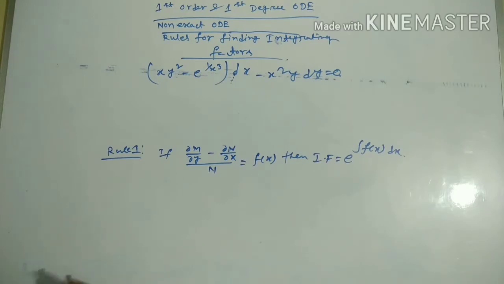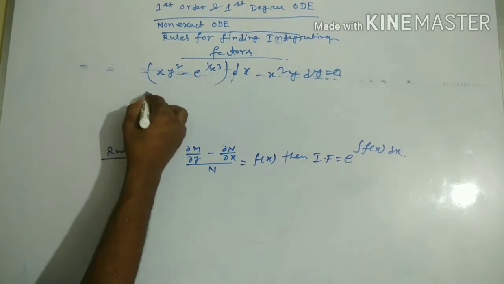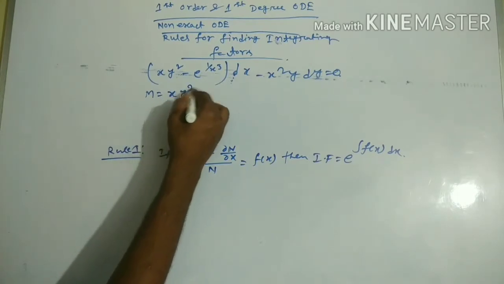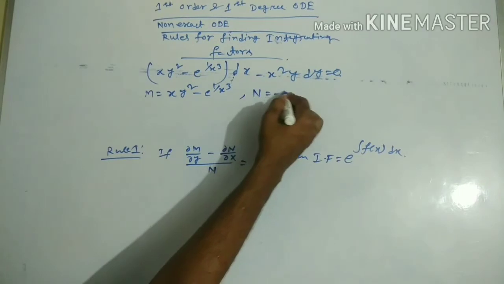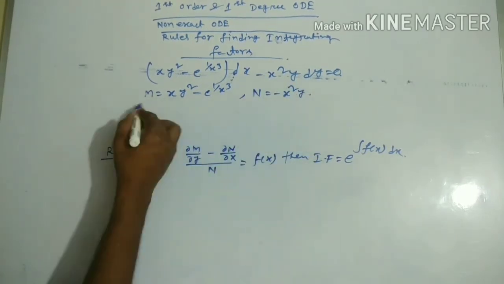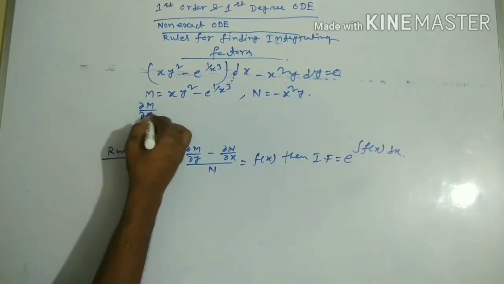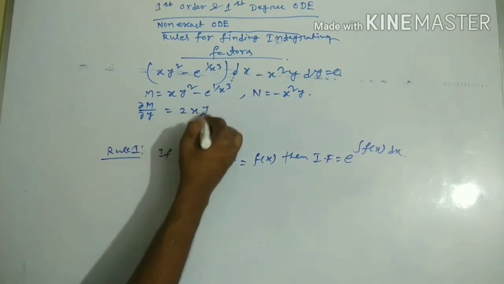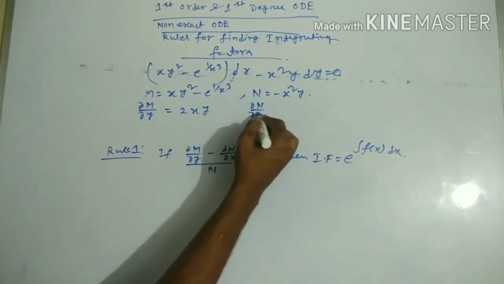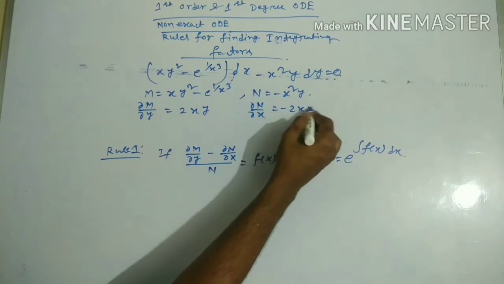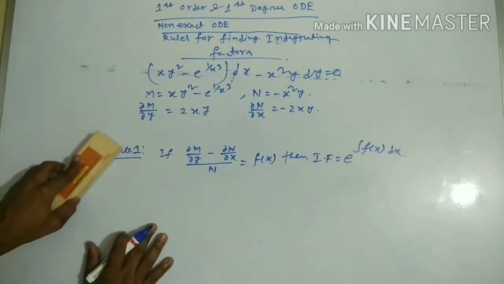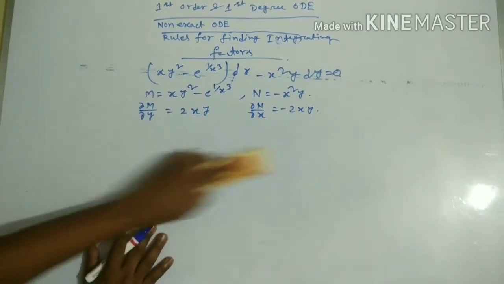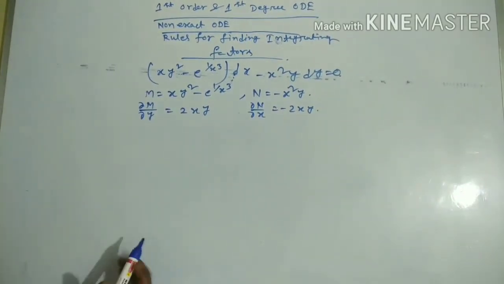Here M equals xy squared minus e to the power 1 by x cubed and N equals minus x squared y. So what is del M del y? Del M del y will be 2xy and del N del x is minus 2xy. So it is clear that del M del y is not equal to del N del x. So this equation is non-exact.